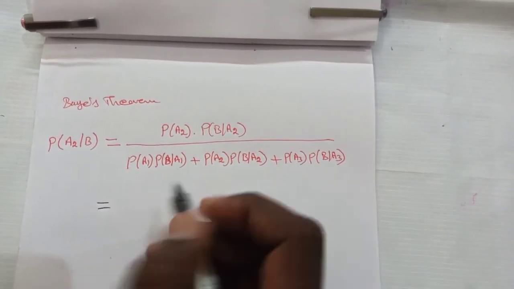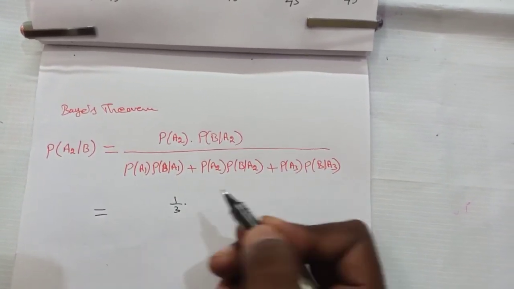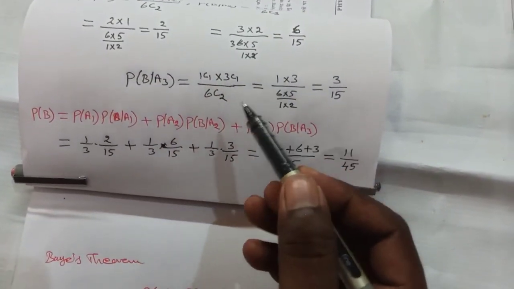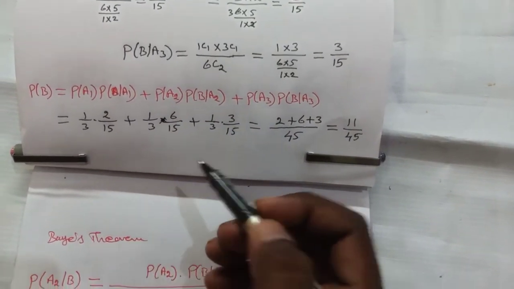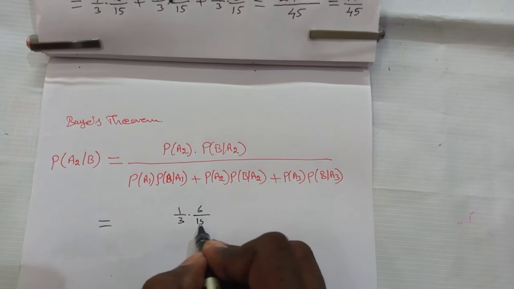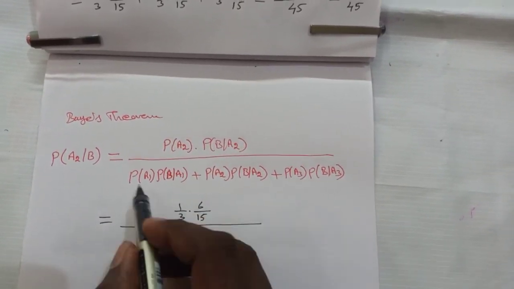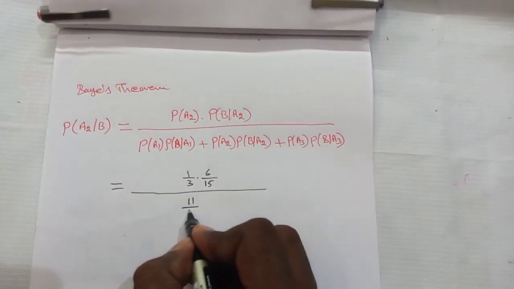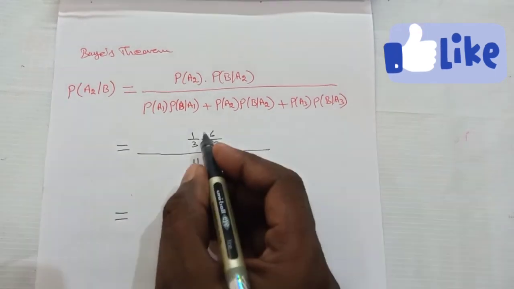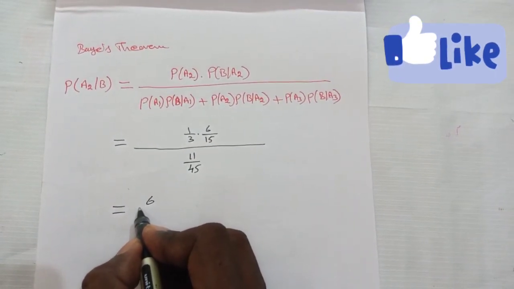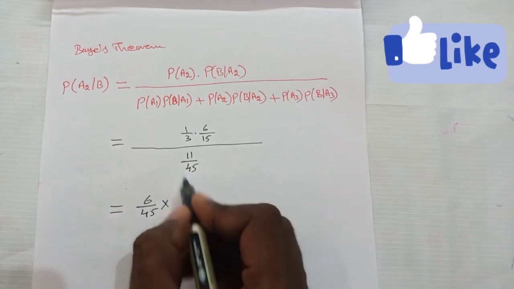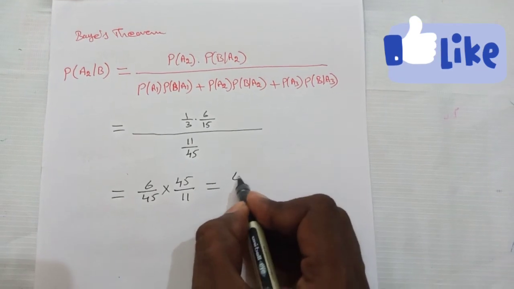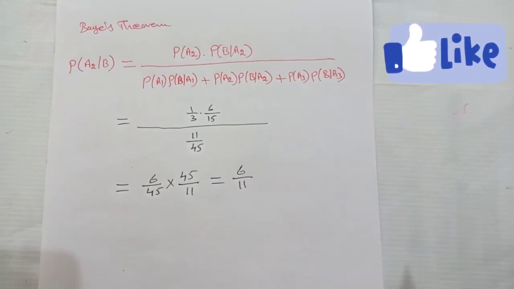Now P of A2 is 1 by 3 and P of B given A2 is 6 by 15. So 6 by 45, whole divided by the summation value we already found, 11 by 45. In the numerator 6 by 45, into 45 by 11. Cancel 45, and 6 by 11 is the answer to the problem.